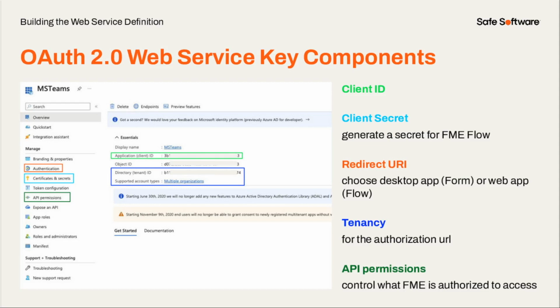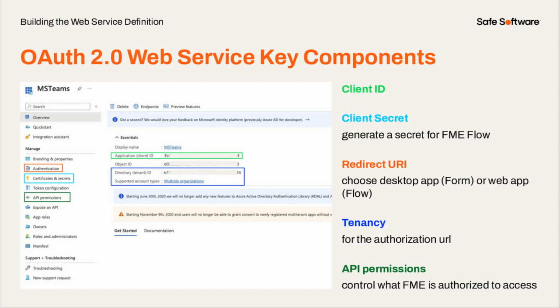If you need a certificate or a secret, you can see on the left-hand side, that's where you'd go to get it. Your redirect URI you can get from the authentication tab on the left. That's where you'll choose what kind of app you want to configure. If you're telling Microsoft it's a desktop app, if you're doing this for Form, then it will give you a different redirect URI than if you're setting up a web app, so Flow.